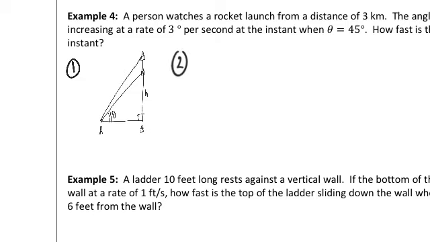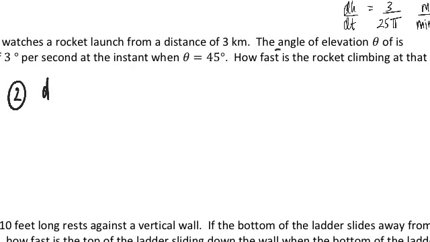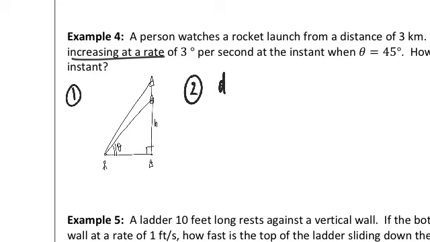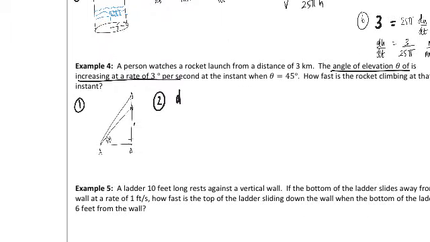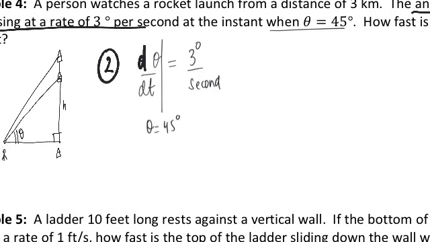That's step 1. Step 2, identify the given rate. The given rate is here. The angle of elevation is increasing at a rate of 3 degrees per second, right? So d theta/dt is equal to, not all the time 3 degrees per second. It is when theta is equal to 45 degrees. So when theta is equal to 45 degrees, at that moment, the angle of elevation is changing at 3 degrees per second.